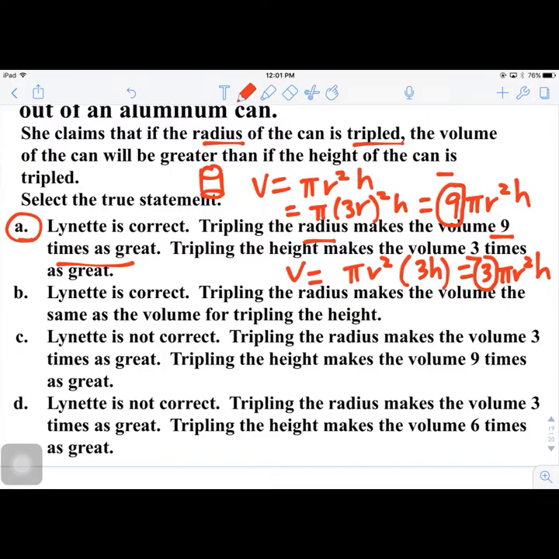And if we just go through the next choices, Lynette is correct. Tripling the radius makes the volume the same. That would not be true. That is not correct, and that would not be true. So the only answer that makes sense is answer choice A.